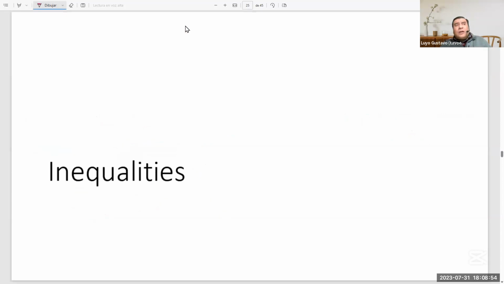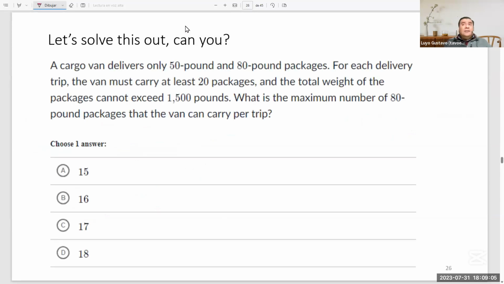Now it's time to talk about inequalities. Okay, how do we handle inequalities? Well, inequalities are interesting. The questions you can expect in the SAT may be something like this. A cargo van delivers only 50-pound and 80-pound packages. For each delivery trip, the van must carry at least 20 packages, and the total weight of the packages cannot exceed 1,500 pounds. What's the maximum number of 80-pound packages that the van can carry per trip?